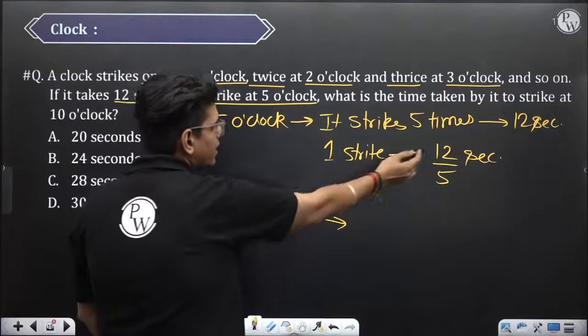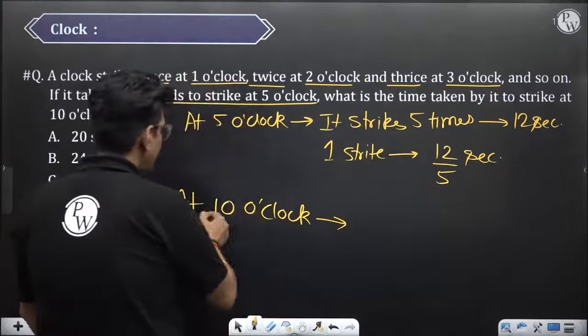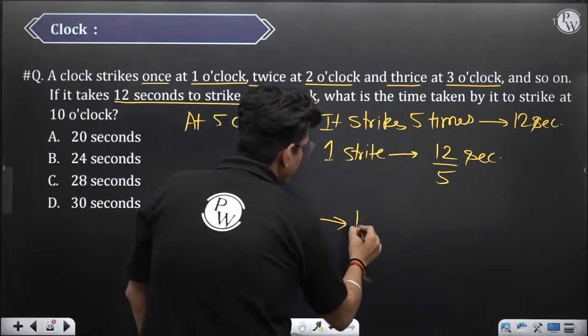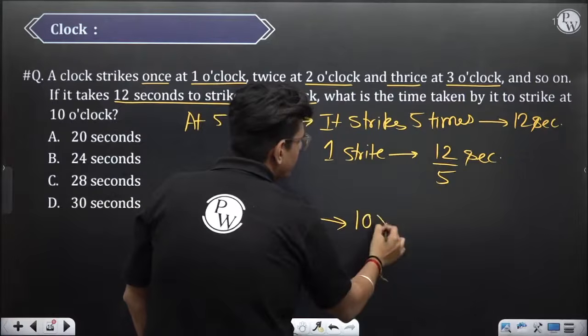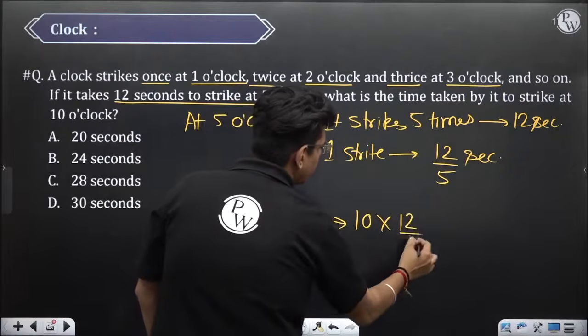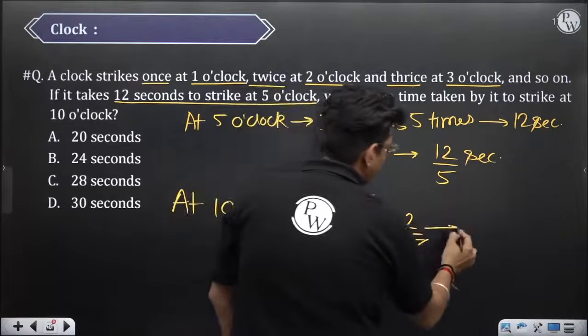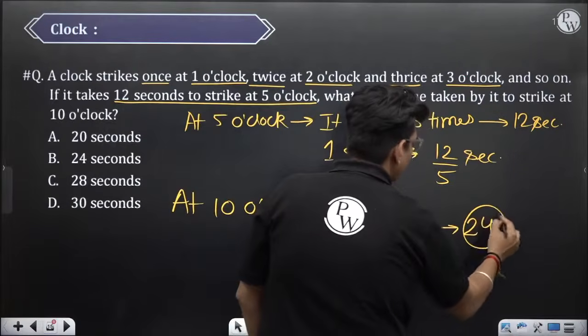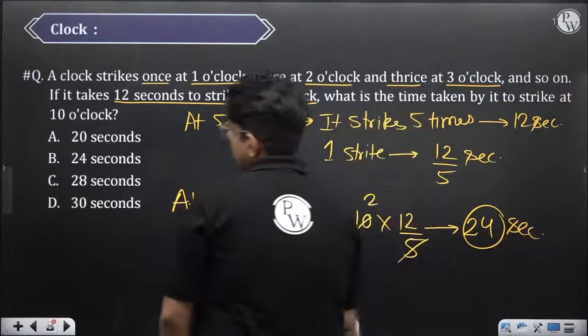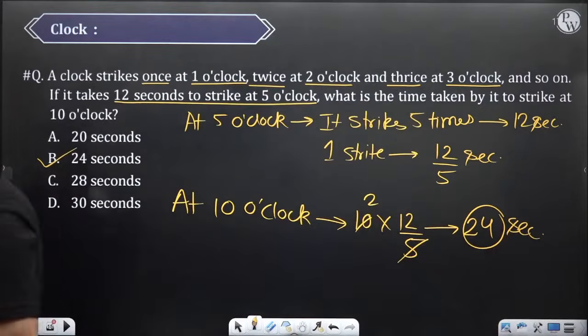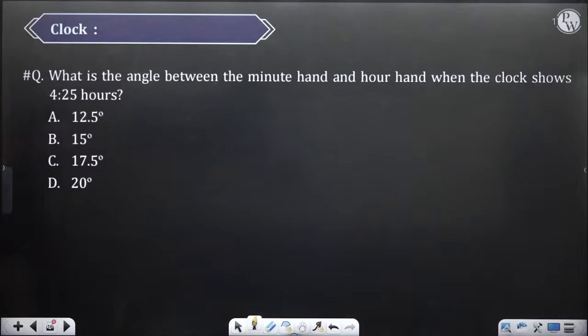At 10 o'clock, for one strike, it is taking 12 by 5 seconds. At 10 o'clock, it will strike 10 times, right? So 10 into time for one strike. This is nothing but 2 into 12, 24 seconds. So this is our answer B. Easy. Okay, let's look at another question.